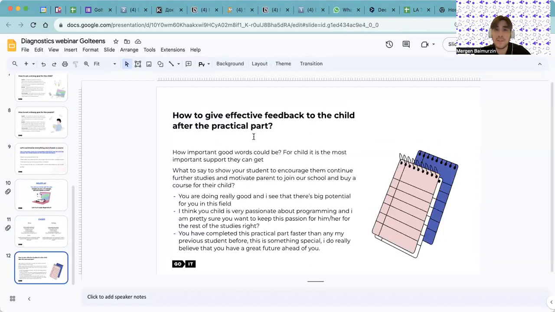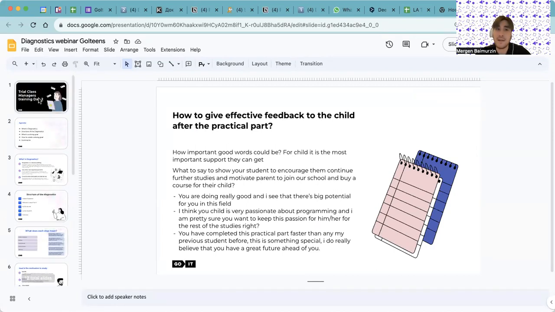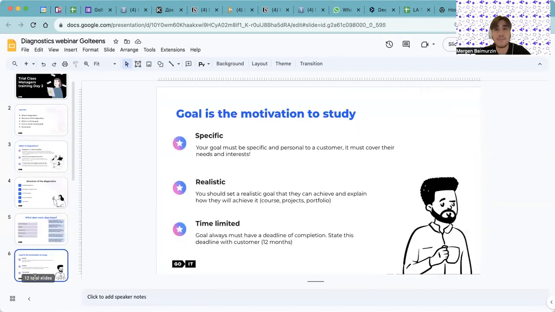And then by the end, you can tell them, during day 2 you have also learned about the practical part. Let's now try to give feedback after the practical part. Let's pretend that I did really well and you want to give feedback about my performance. So this is how you provide a diagnostics webinar step by step.